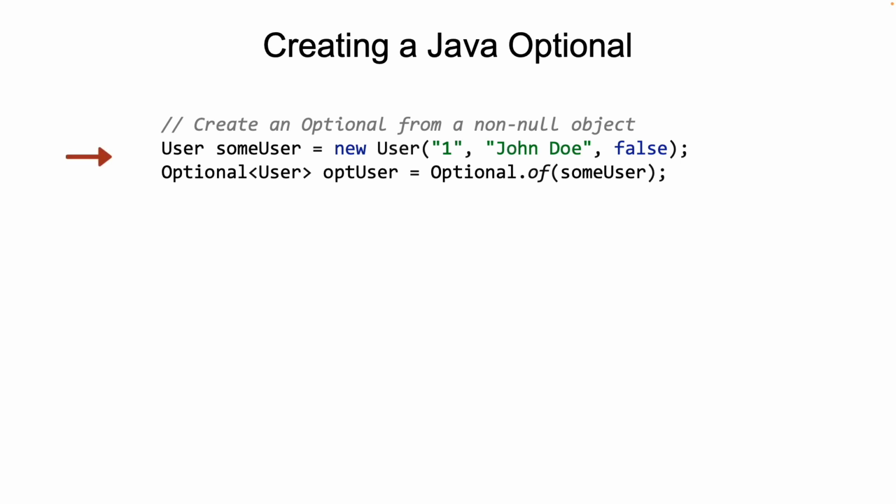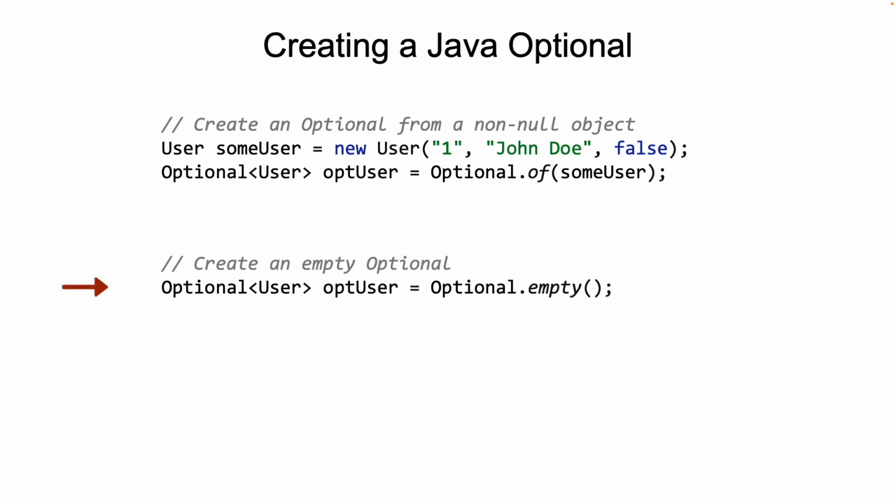The first example here is the creation of an optional object from a non-null value. The way to do this is to use the static of method in the optional class. We need to be careful here because the value passed to the of method must not be null. Otherwise, we are going to get a null pointer exception, the very outcome that we want to avoid in the first place.